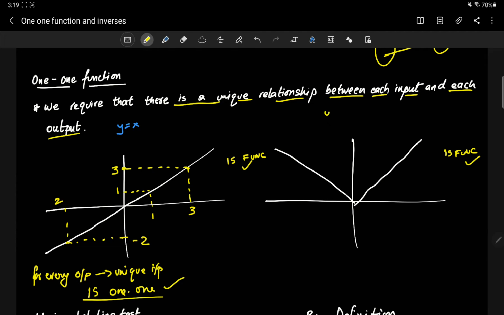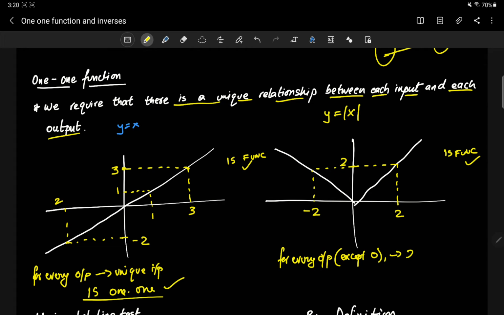Whereas the second function, which is the absolute value of x, if I take the input 2, I get the output 2, but I could have gotten that output from the input 2 or from the input -2. So for every output except 0, there are 2 possible inputs, which means this is not one-one. Just the word one-one implies one input, one output, one output, one input. So it's a two-way relationship.